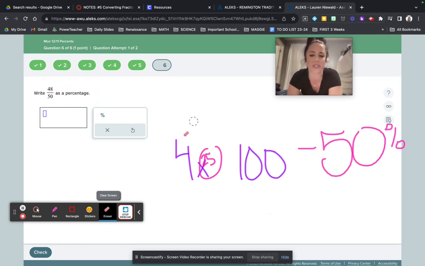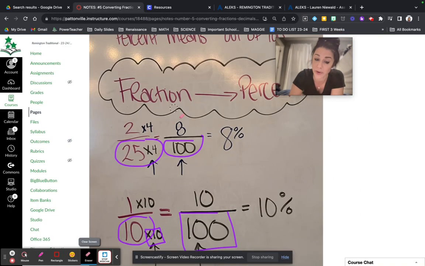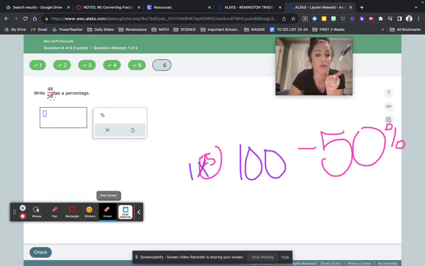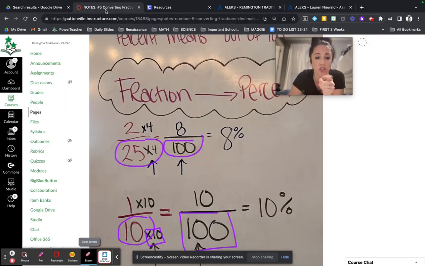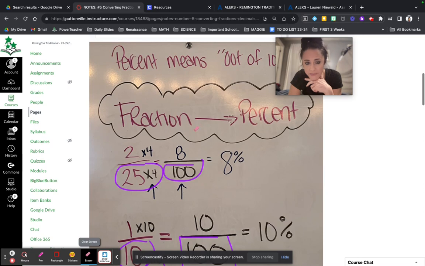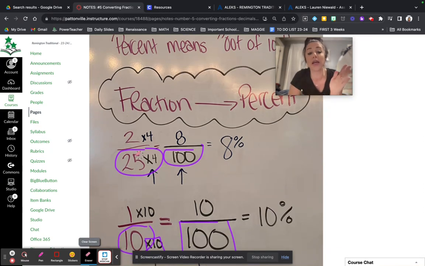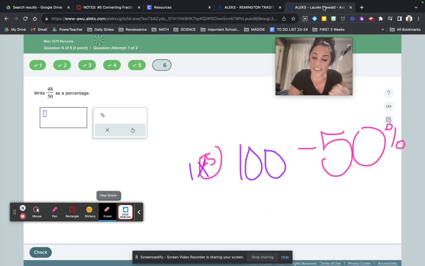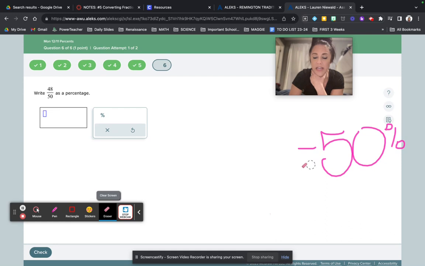48/50ths as a percentage, right? So again, going back to our notes, if the question is asking me to go from a fraction to a percent, you can check your notes, and I'm making it as big as I possibly can. How to go from a fraction to a percent, and I give you some examples. Make your denominator 100 because a percent is out of 100. So it's kind of the same concept of what we just did.